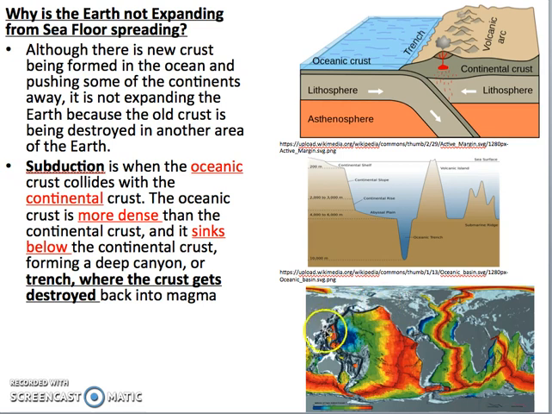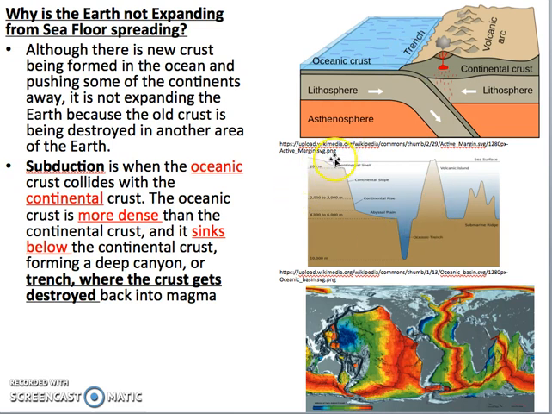And in this location, we have what we call subduction. And as a reminder, subduction is when one plate will slide under the other plate because it's denser. So here is subduction. We have the oceanic crust sliding under the continental crust because it's denser, and it forms what we call a trench. A trench is a very deep canyon formed in the ocean.